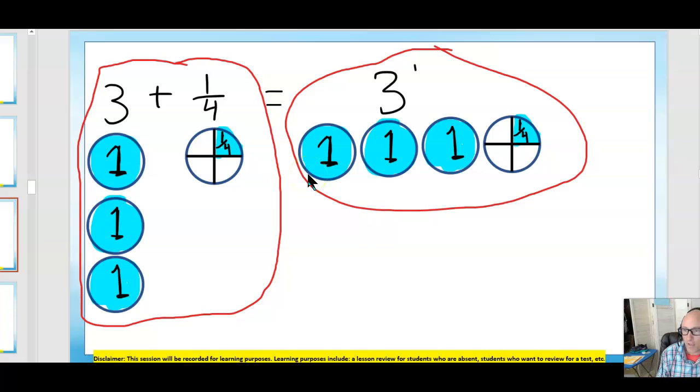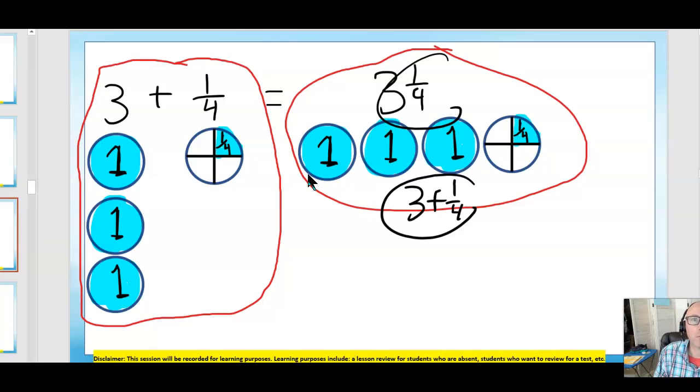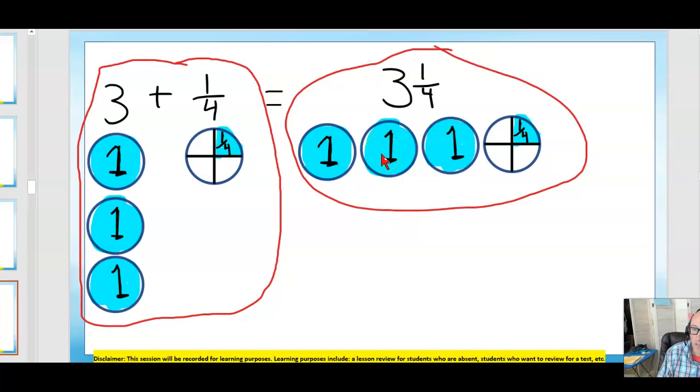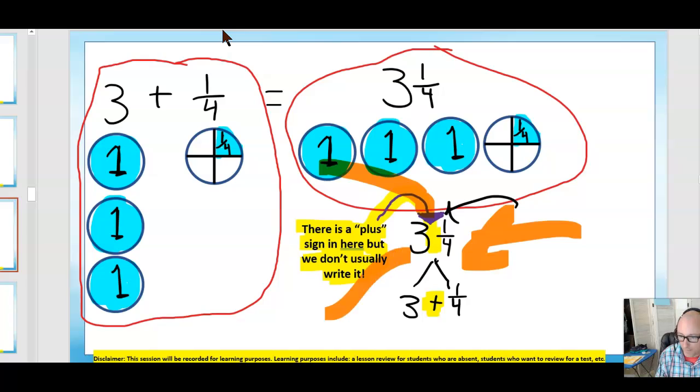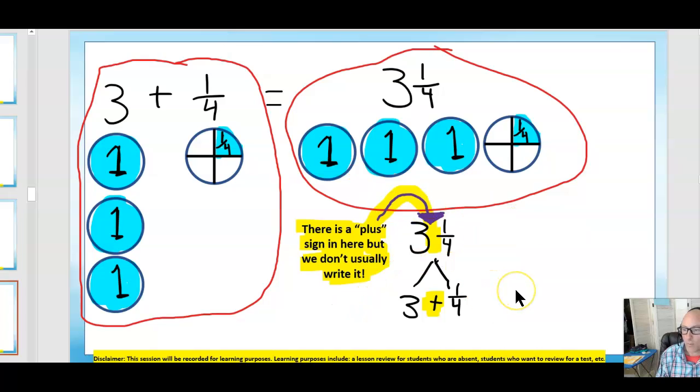3 and 1/4, and I could write this as 3 plus 1/4. So what I'm trying to say is there's a plus sign right there. Right inside of there is a plus sign, but we don't write it down all the time. That's the point I'm trying to make here.